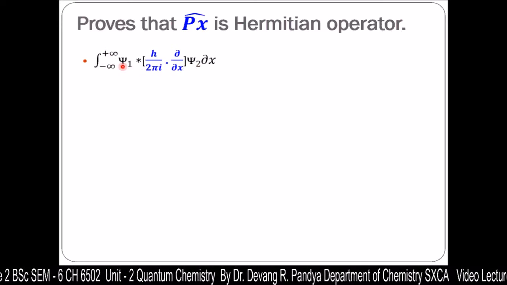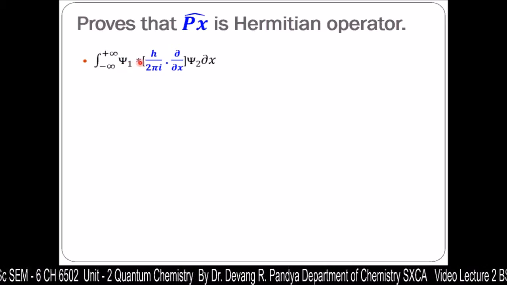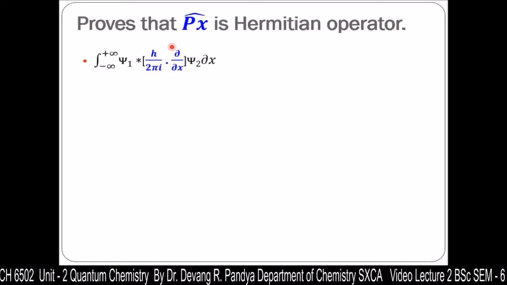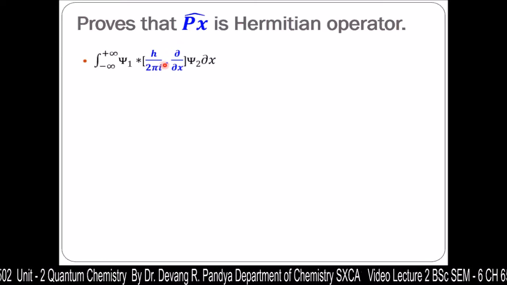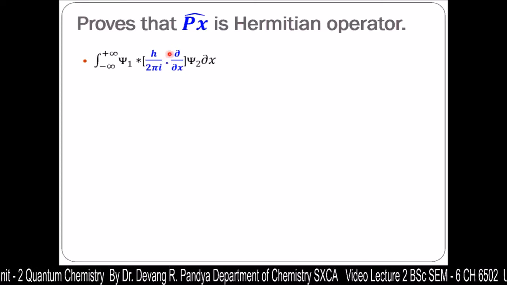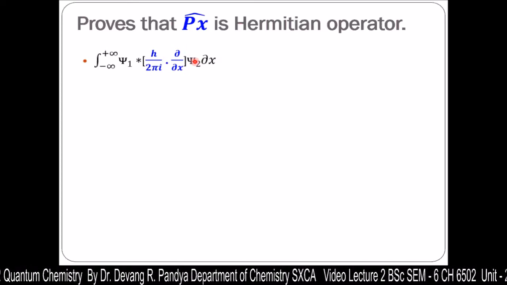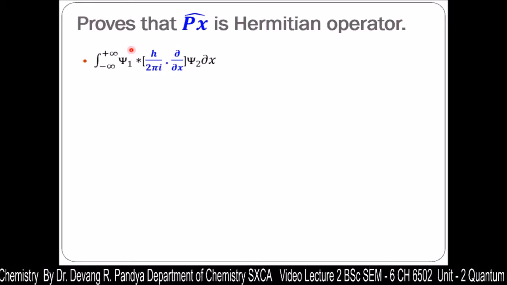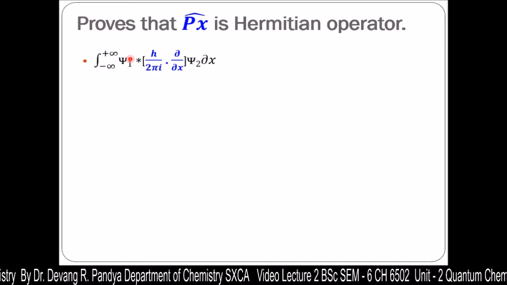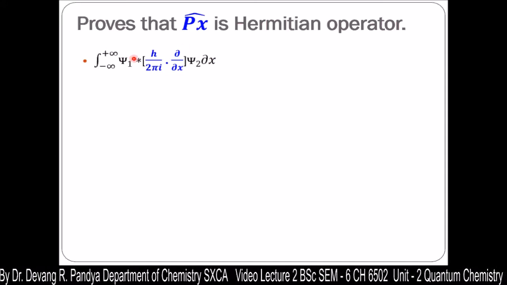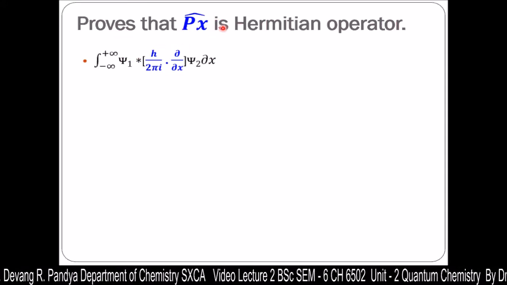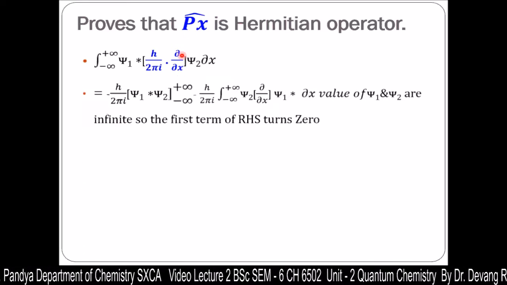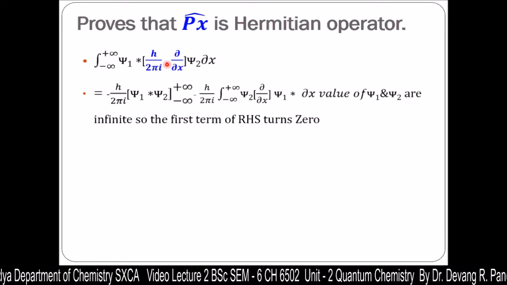Here we have taken the complex conjugate of psi1, that is psi1 star, and psi2, and we have this momentum operator which is written as h upon 2 pi i d by dx, and that is going to apply on psi2, and we'll get one value. Then we're going to apply it on psi1 star, and we'll get another value. If these two values are similar, we can prove that this Px is a Hermitian operator, and that is shown in blue color, you can see over here.